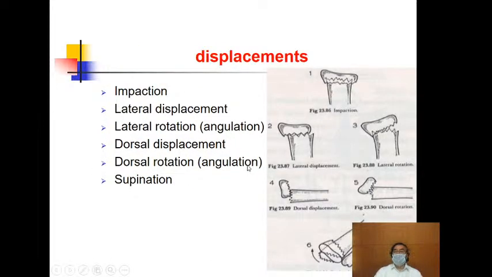Coming to the displacements, we all know that these displacements are spoken to in association with the distal fragment. It is the distal fragment which is always displaced. So in Colles fracture, you have these displacements and angulations and rotations, and all of you should know these things. And there is no excuse.